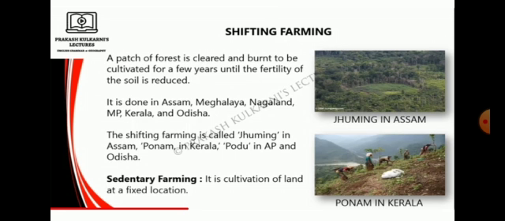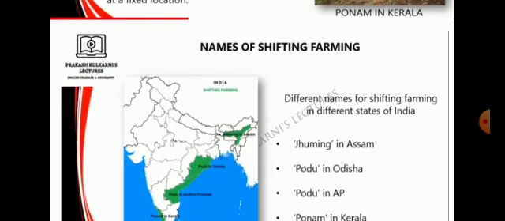Next, see the Jhumming in Assam and Ponam in Kerala. People are doing Jhumming in Assam. Then Ponam in Kerala. See the people cultivating in Kerala.